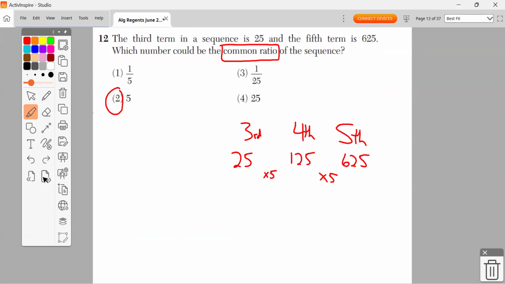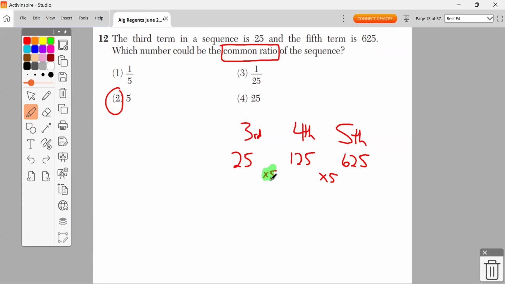In question number 3, the third term in a sequence is 25, and the fifth term is 625. Which number could be the common ratio? The common ratio is what you multiply by each time. Well, if the third term is 25 and the fifth term is 625, we want to figure out what we're multiplying by.